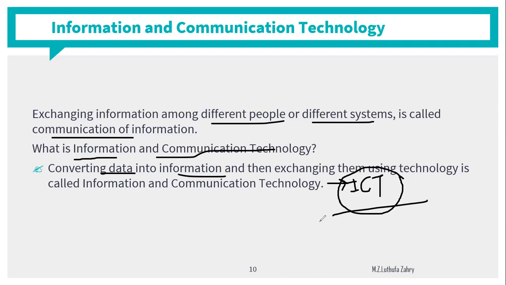What is an information and communication technology? Write it with a question mark. Converting data into information and then exchanging them using technology is called information and communication technology. So you know what ICT means? You have to convert the data into information and then communicate this information using the technology, and that is called information and communication technology.